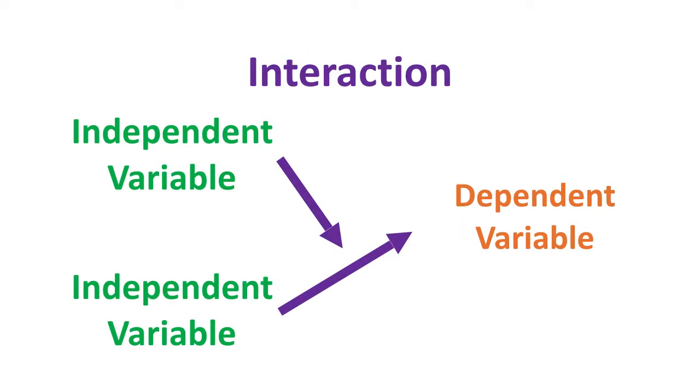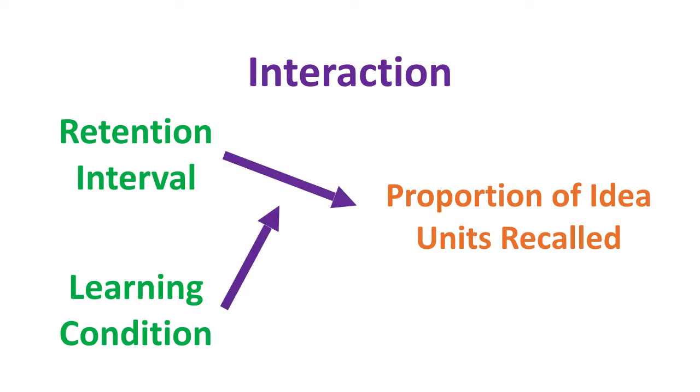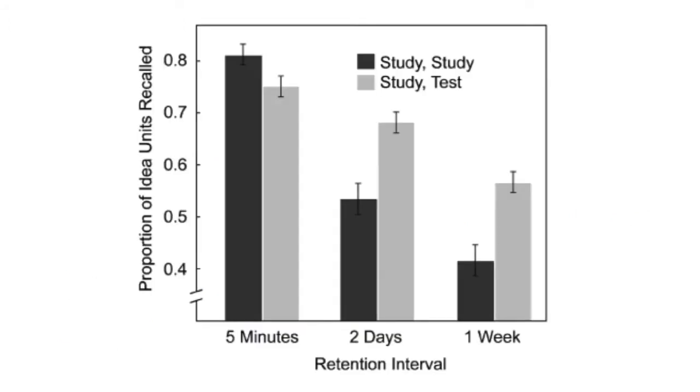We are also interested in how each independent variable influences the relationship between the other independent variable and the dependent variable. This is called an interaction. In this experiment, we are interested in the effect of retention interval on the relationship between learning condition and recall performance, as well as the effect of learning condition on the relationship between retention interval and recall performance. We can get a sense of the main effects and interactions in this experiment by looking at the graph.